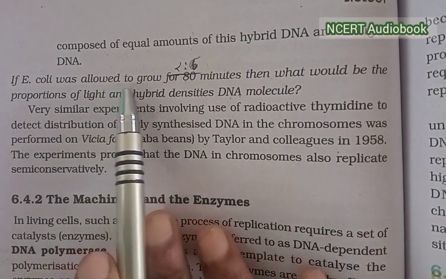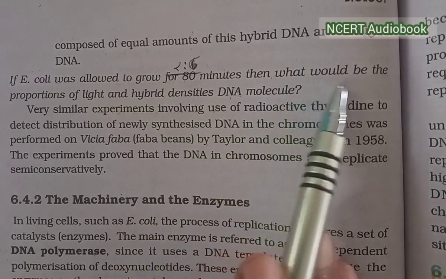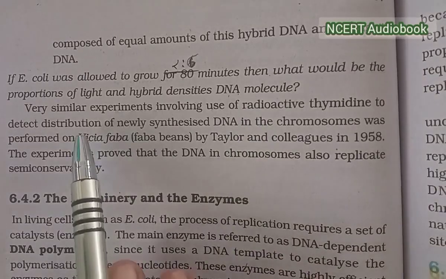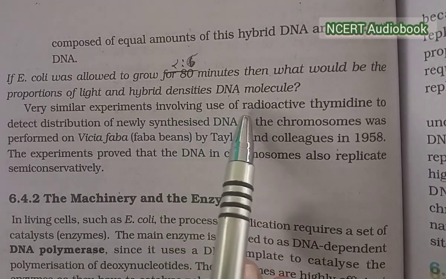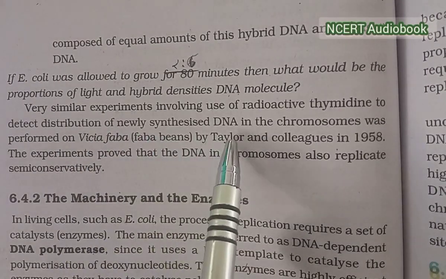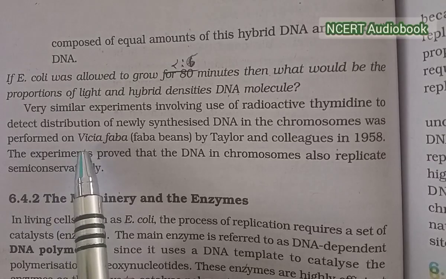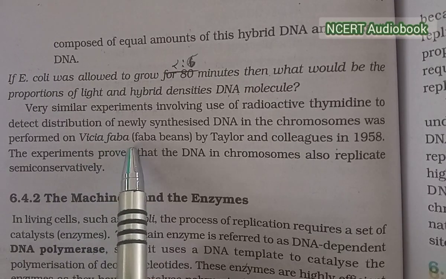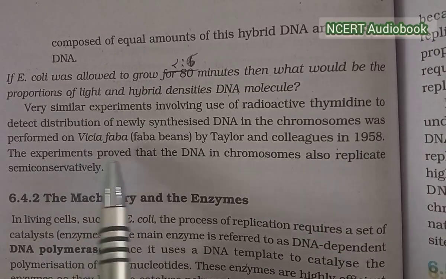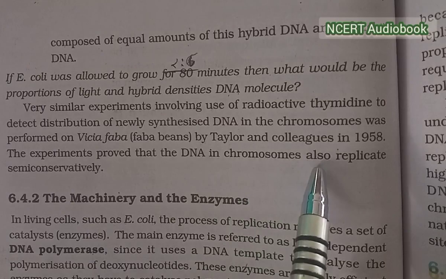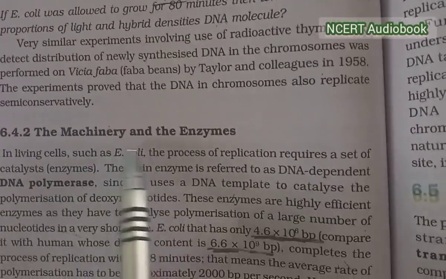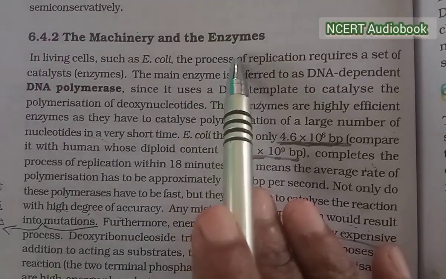If E. coli was allowed to grow for 80 minutes, then what would be the proportion of light and hybrid density DNA molecules? A very similar experiment, involving the use of radioactive thymidine to detect the distribution of newly synthesized DNA in the chromosome, was performed on Vicia faba by Taylor and colleagues in 1958. The experiment proved that the DNA in chromosomes also replicates semi-conservatively.